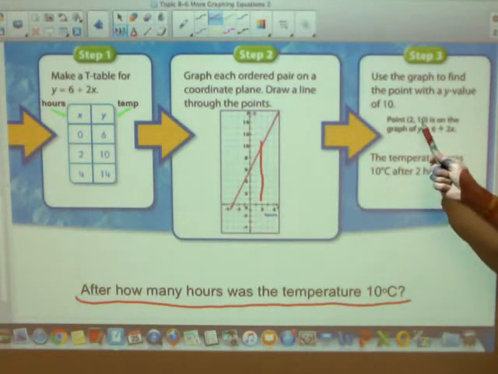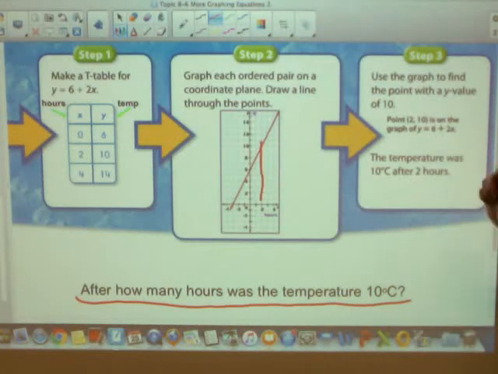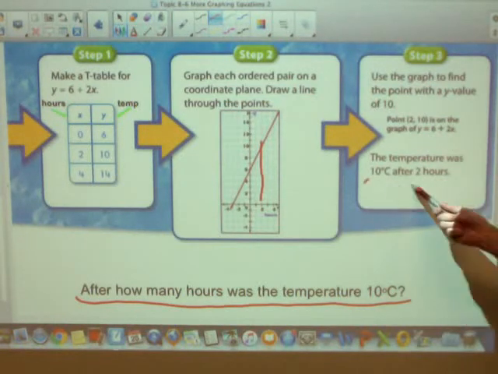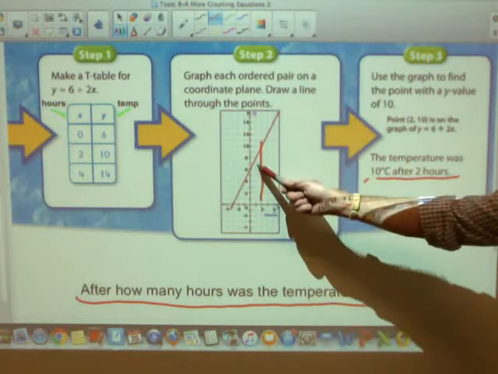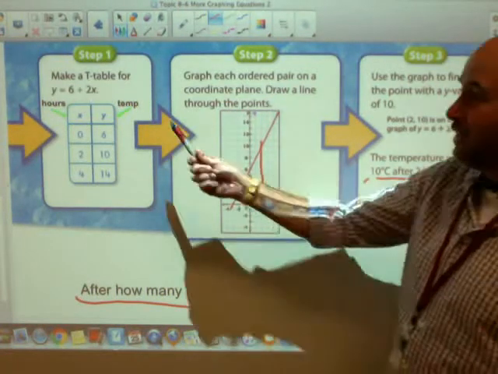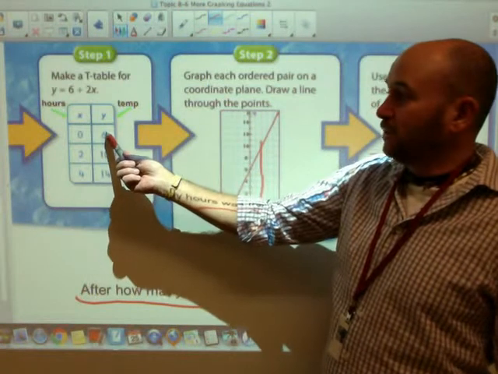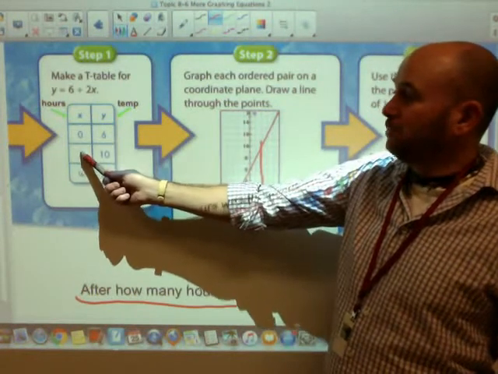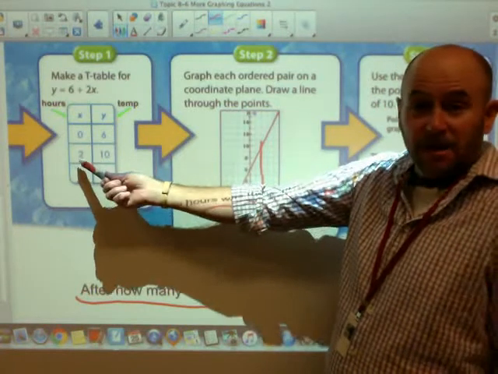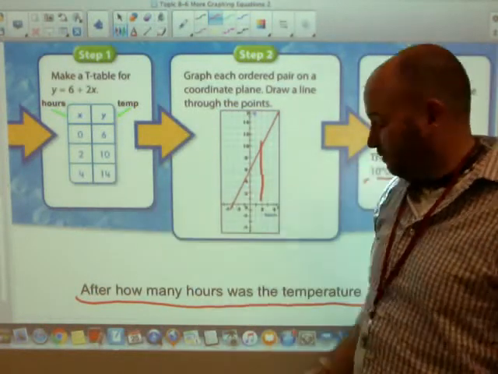Point (2, 10) is on the graph of y equals 6 plus 2x. The temperature was 10 degrees Celsius after 2 hours. So at the 2 hour point, you were at 10 degrees. And all we basically did was start with our 6 degrees temperature, and then we filled in our equation because we wanted to know how many degrees it would go up after a certain time.